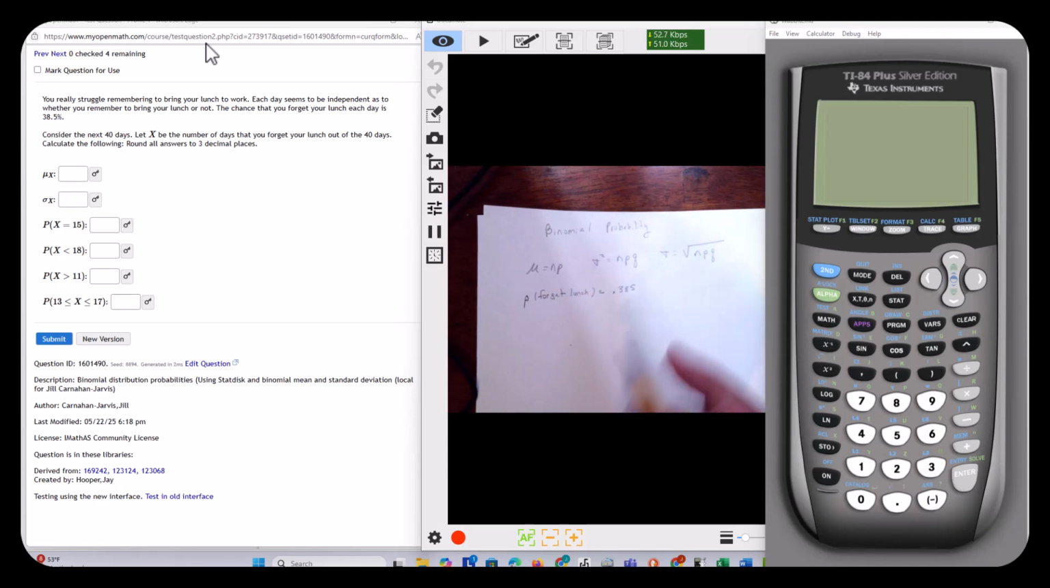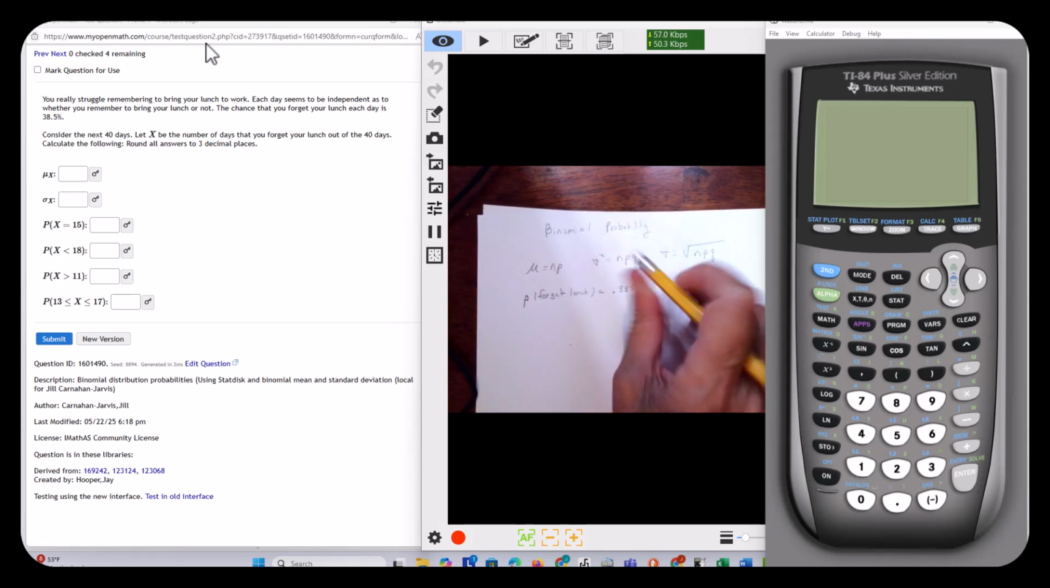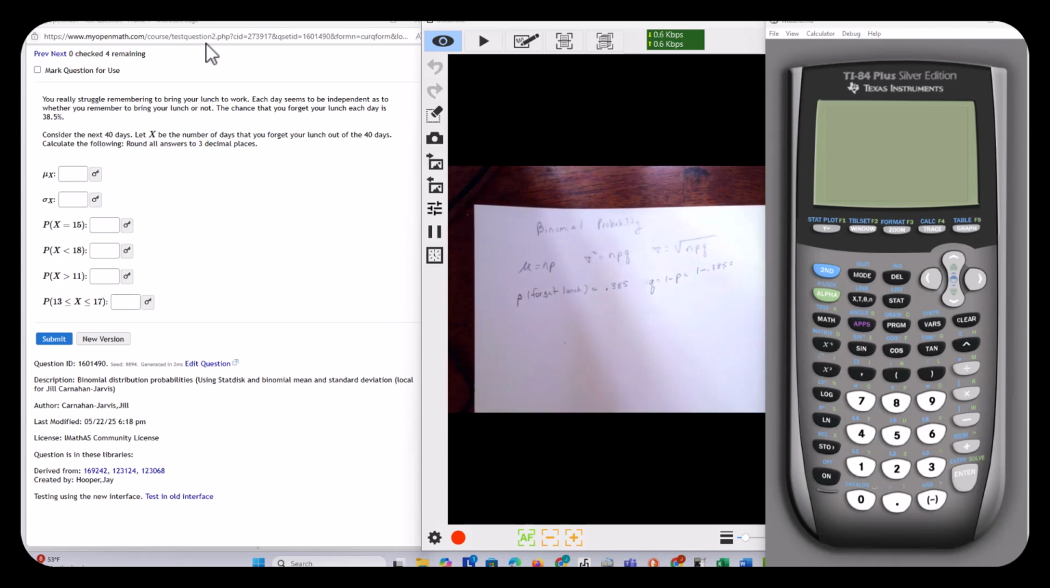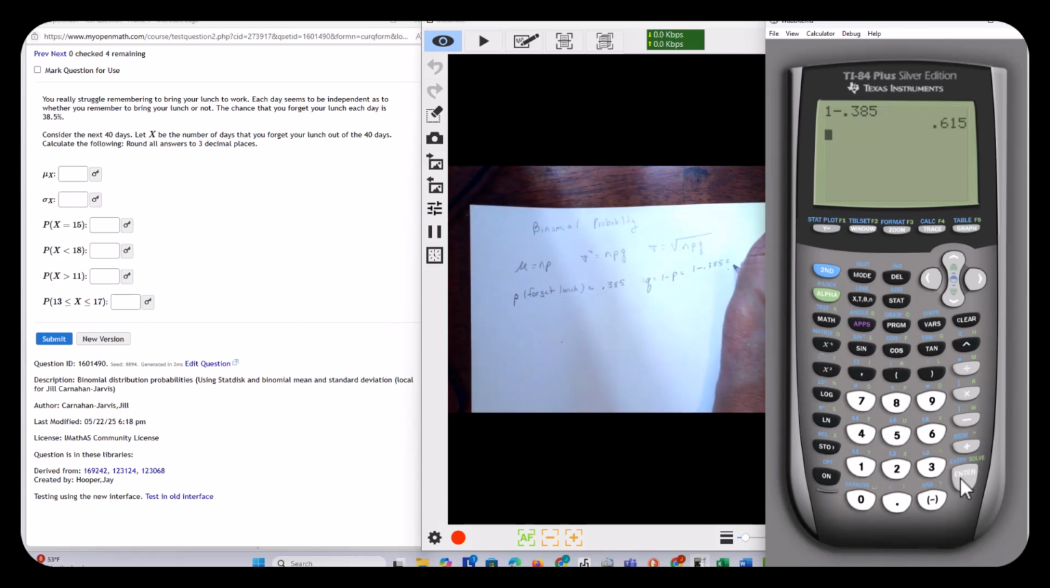So you're given that n is 40. Before I do n, let me do q here. Q is equal to 1 minus p. We're going to be using that in this problem, which is 1 minus 0.385. I think I said earlier in the lecture that we wasn't going to be using mean and standard deviation a lot, but in this one problem we are, so just to be complete. So let me just punch this in here. 1 minus 0.385 is 0.615. Okay.